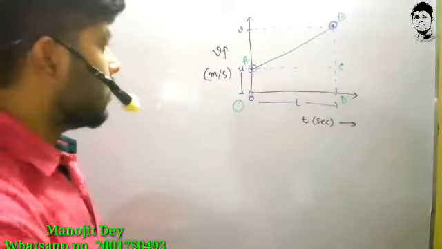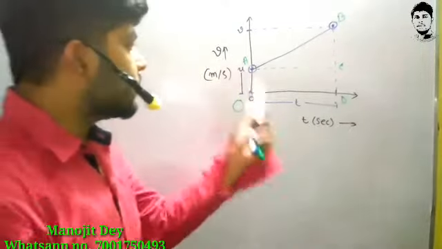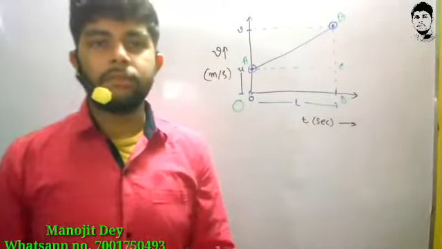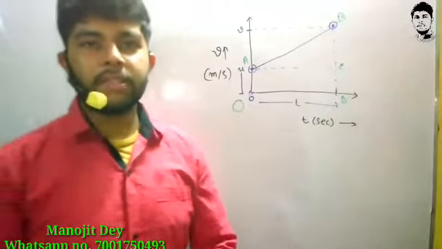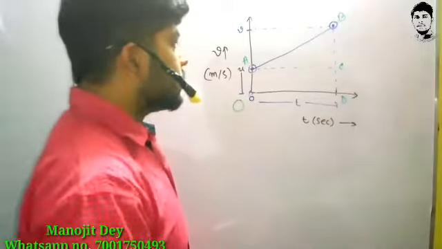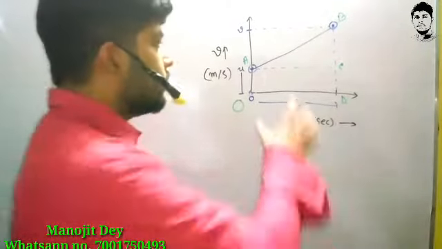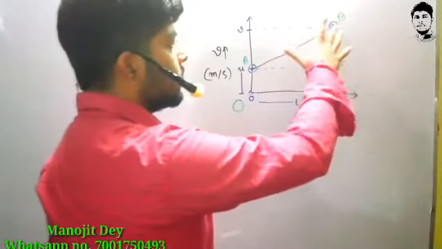This is a velocity-time graph, so how do we calculate the acceleration from it? To calculate the acceleration, we have to find the slope. How do we draw the slope? The slope means the triangle of that velocity-time graph. If the graph looks like this, what will be the triangle of that?